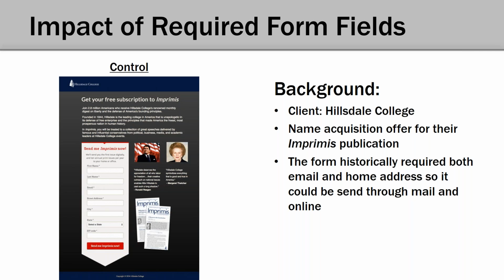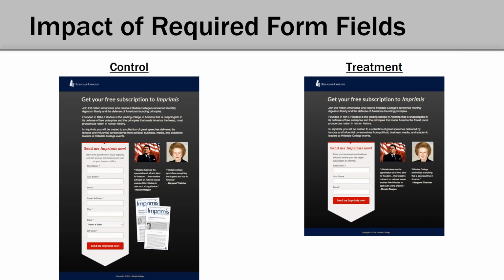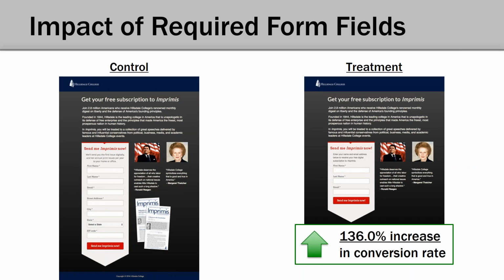And in the treatment, we said, well, let's remove some of these fields. Let's get rid of the postal address fields, and we created a treatment that just requires first name, last name, and email address. And you can see the control on the left and the treatment on the right. We did our A/B split test, and the treatment, by removing the postal address fields, we saw a 136% increase in conversion rate.